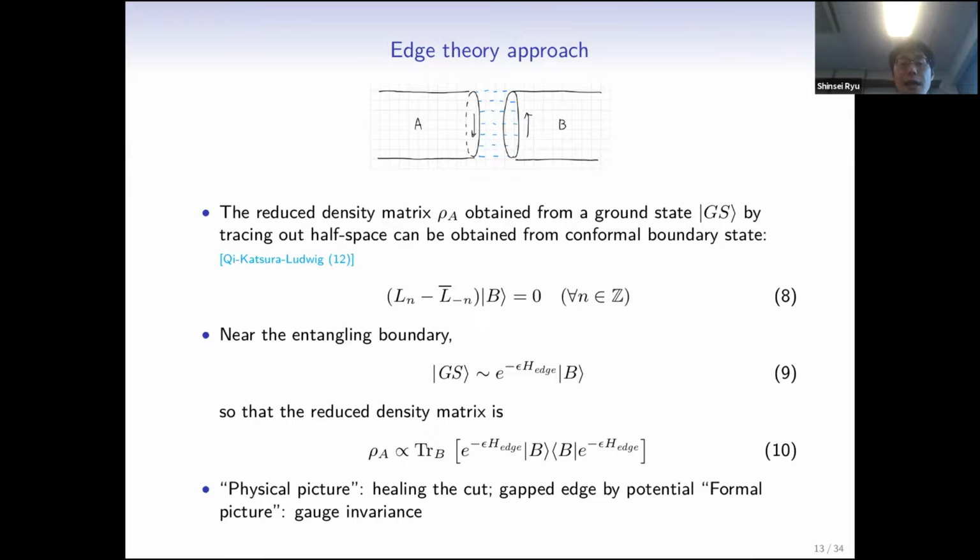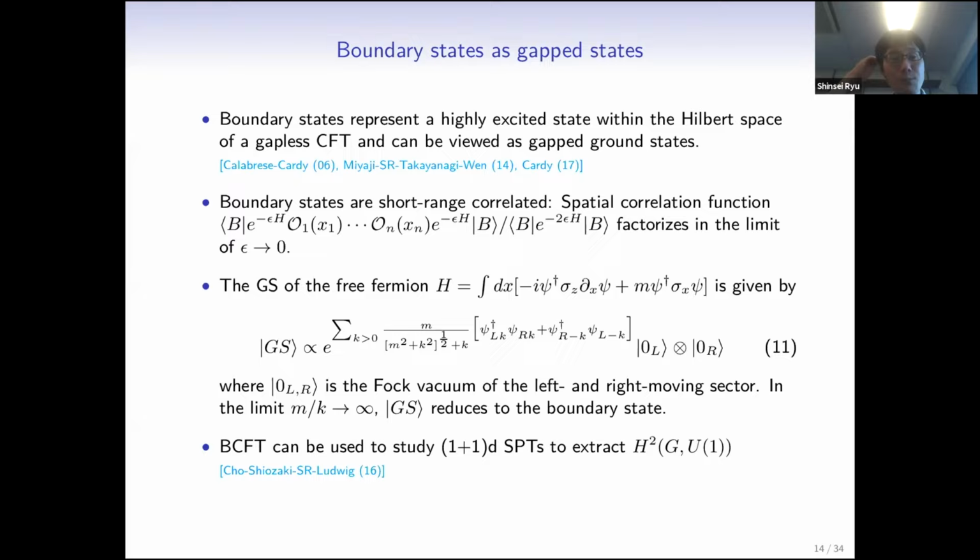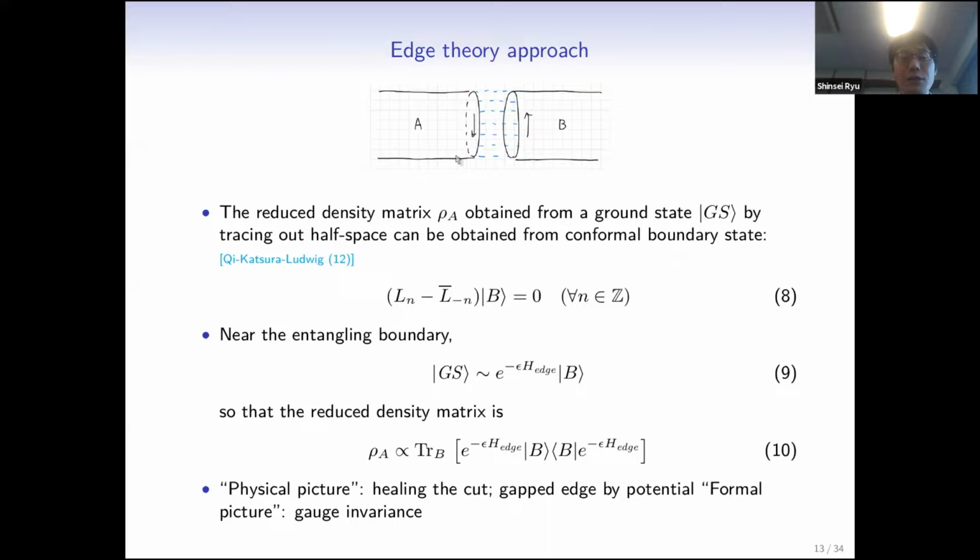Then you can add some sort of cosine term. And then I think this is a statement basically that the ground state near here is given by the boundary state with some minor modification. This is an interesting point of view because we are talking about a gapped state now. Topological liquid is gapped everywhere, and in particular, it's also gapped near here.